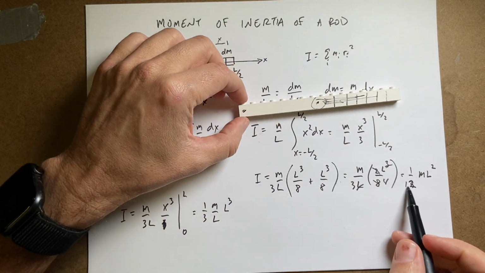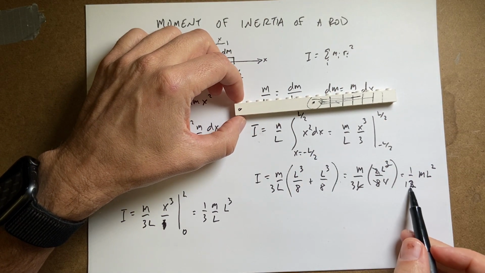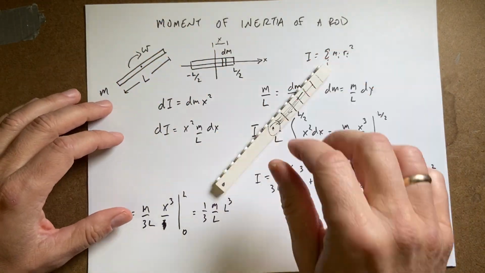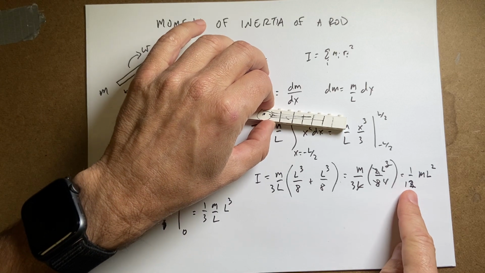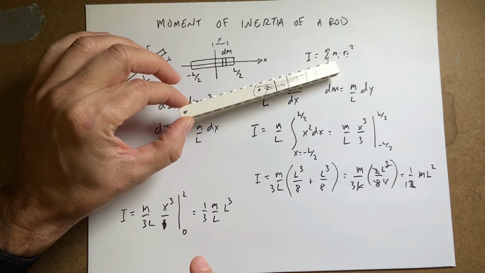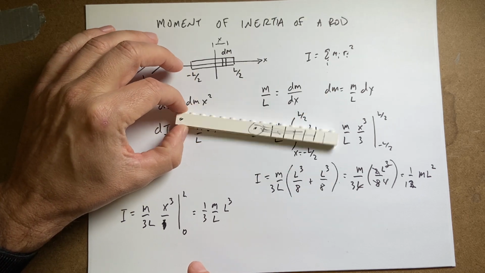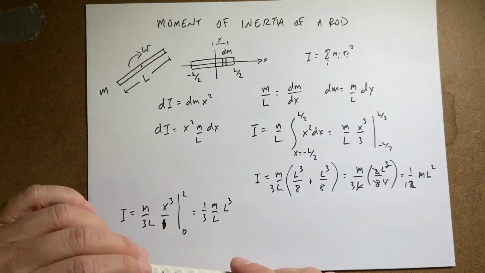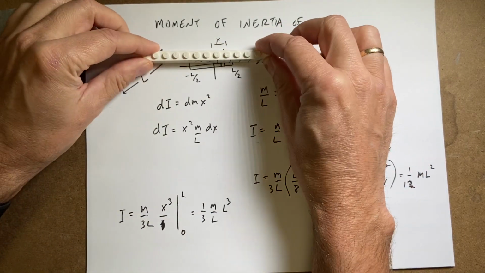And now you'll notice here that this moment of inertia about the middle is much smaller than this one about the end. If I rotate it, it's harder to change its rotation like this than it is like this. Okay, that's what that says. So that's the moment of inertia for a rod.